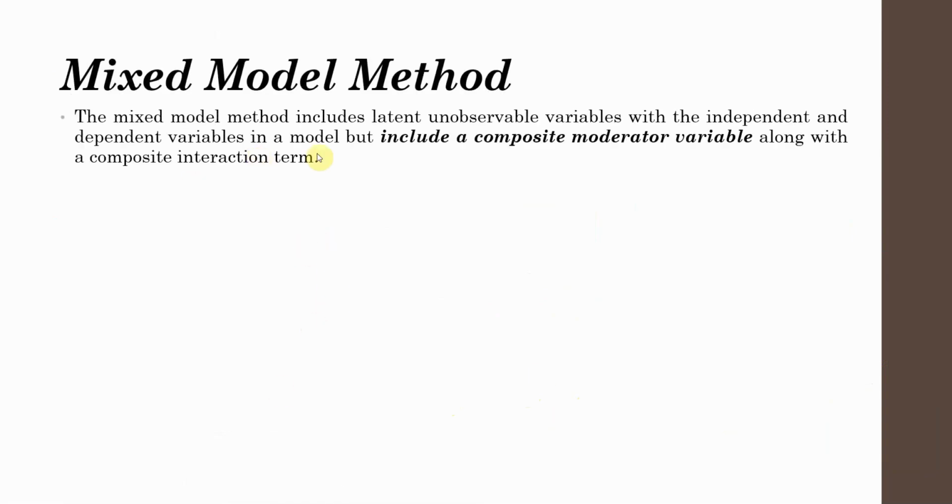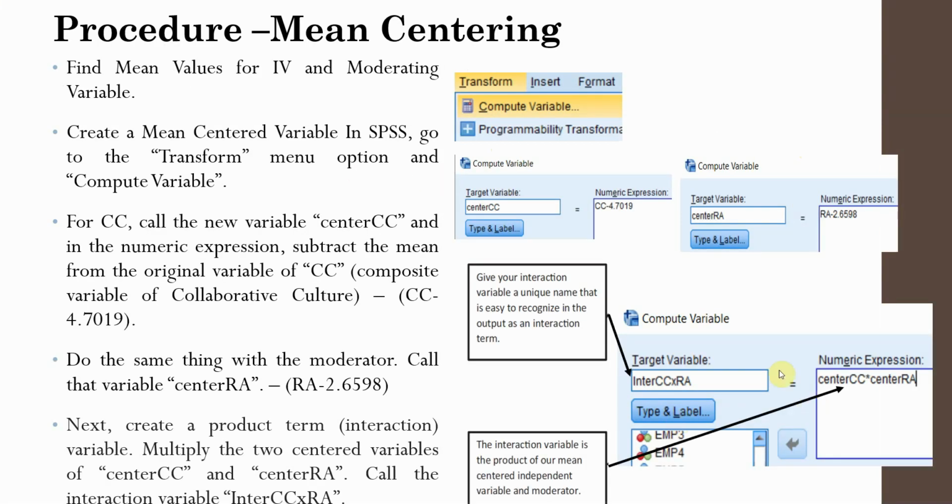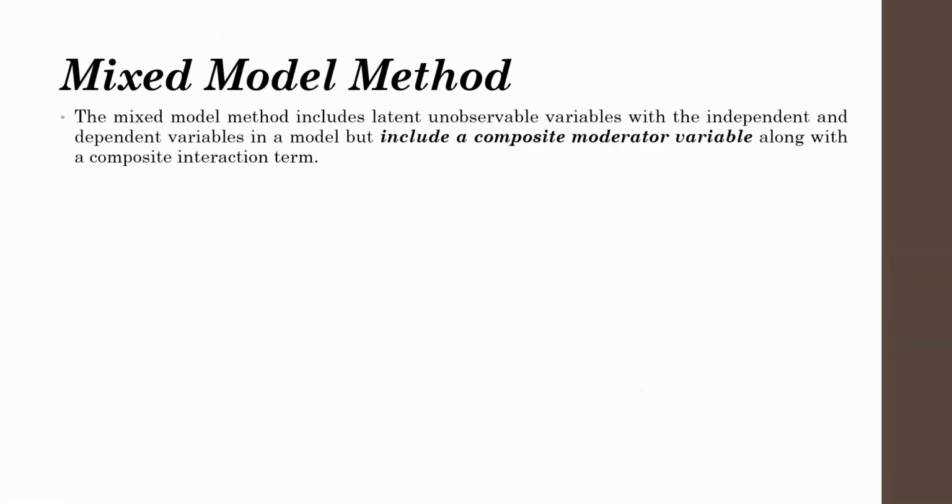Once the mean centering is complete, let's talk about the mixed model method. The mixed model method includes the latent unobservable variables with the independent and dependent variables in a model, but they include a composite moderator variable along with the composite interaction term, just as we did earlier. We created a composite interaction term with the composite independent and moderator variables. So you multiplied both of them, and you got your interaction term. That was composite. And then you've got composite scores for your role ambiguity, that is your moderator.